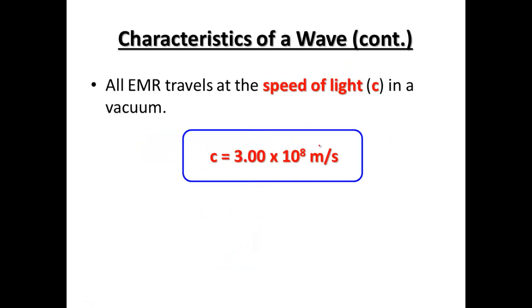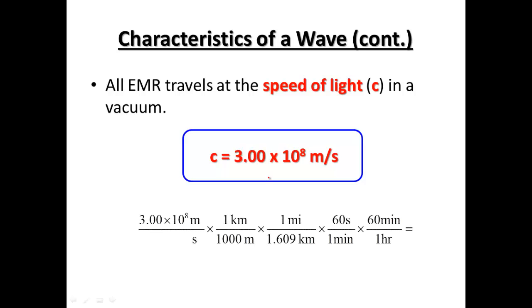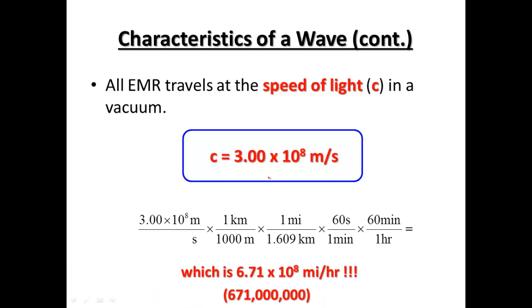All electromagnetic radiation travels at 3.0 times 10 to the 8th meters per second in a vacuum, meaning there's no resistance in space. As a reminder, if one part increases, the other decreases in order to keep the speed. This part's not part of our notes, but to show how fast that is, converting to miles per hour, it's about 671 million miles per hour, or about 4 times around the world in 1 second. So the speed of light is very fast. The key is all electromagnetic radiation travels at the same speed.